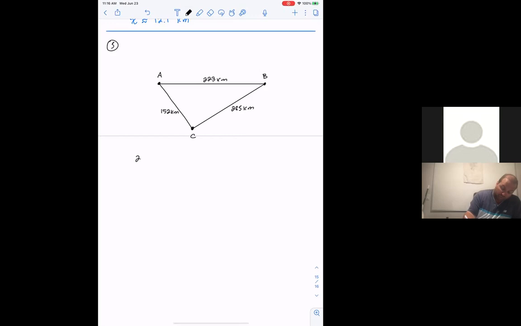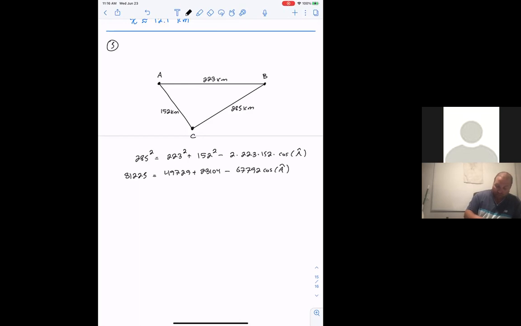So 285 squared, a squared, equals 223 squared plus 152 squared minus 2 times 223 times 152 times cosine of the currently unknown angle A. So 285 squared is 81,225 equals 223 squared, that's 49,729, plus 152 squared is 23,104, minus 2 times 223 times 152, 67,792, cosine of A hat.